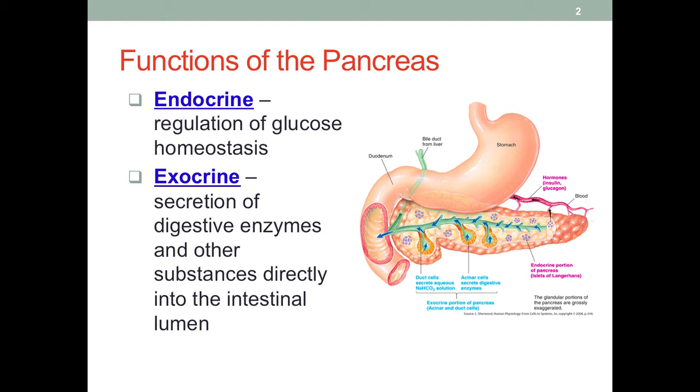This lecture, however, will focus on diseases of the exocrine pancreas. The main exocrine function of the pancreas is the secretion of digestive enzymes and other substances. These compounds flow as part of the pancreatic juice through this pancreatic duct here, eventually going through the sphincter of Oddi into the lumen of the small intestine. Specifically, it's in the duodenum, which is the first section of the small intestine. This is where the pancreatic juice gets released.